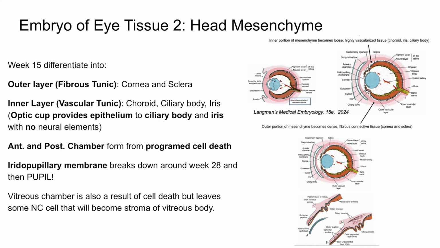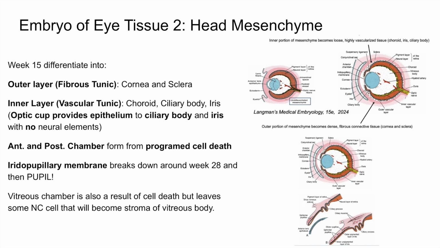So the outer portion of the mesenchyme becomes the dense connective tissue, forming that fibrous tunic, which includes the sclera and parts of the cornea, and this is what gives the eye its structural integrity and toughness. The inner portion of the mesenchyme becomes loose, highly vascularized connective tissue, forming the vascular tunic, which includes the choroid, ciliary body, and the iris.